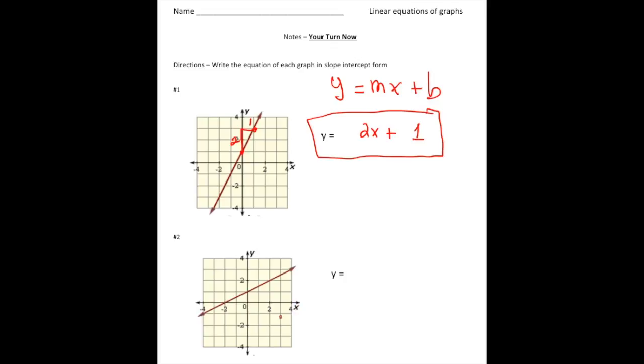All right. Now this graph. Looks like the y-intercept is again at 1. So we're going to put 1. But the slope is going to be up 1 and then over 2. So 1 to 2. So that's going to be 1/2 x plus 1. And there it is.